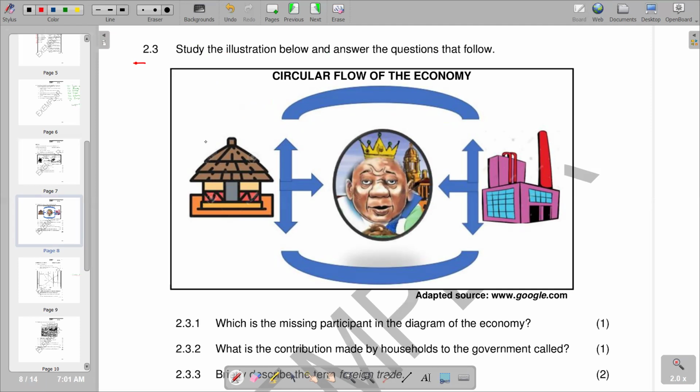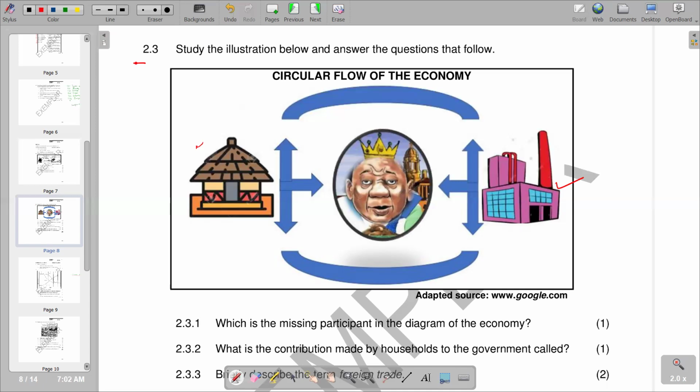And what you need to identify, remember, are the parties or agents that we have in the circular flow model. Here we put our households, and it represents the businesses or the manufacturing sector. We are given a shape in the form of a building, which is indicating a manufacturing site. Then we also have the picture of the president, which is indicating the government. So these are the agents that we have in the circular flow.